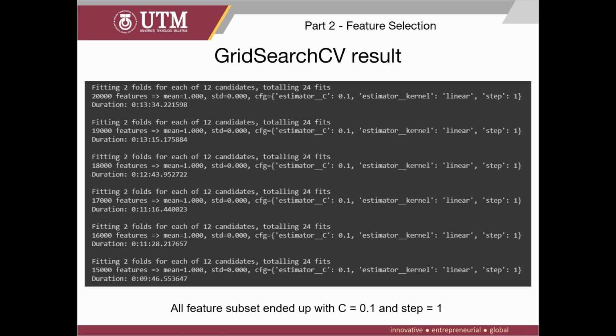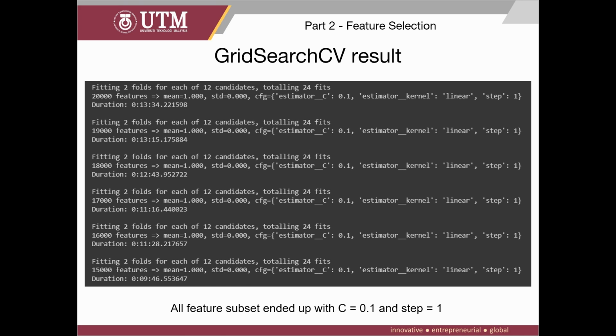This is the result from the grid search. As you can see, this feature selection process is a very long process because for the first few iterations, it can be seen that the algorithm took 10 minutes or more just to reduce 1,000 features. And in the end, the entire SVM RFE process took around 4 hours, I think.